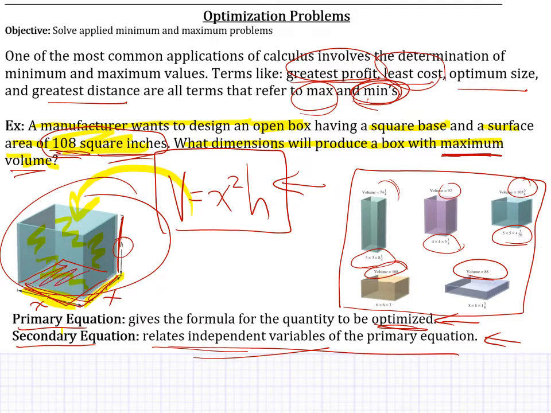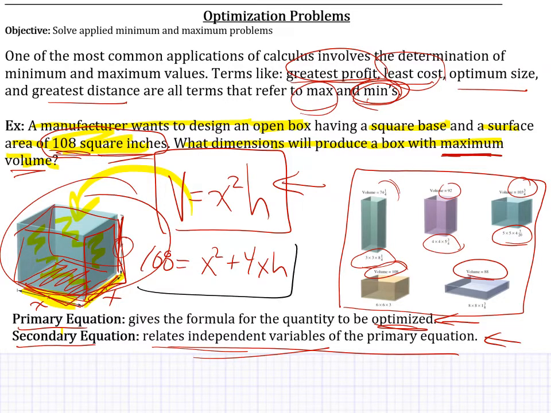Well, you take the area of the base, which would be x squared, plus the area of each one of the sides, which is x by h, and there's 4 of them. So there's going to be 4 of these x by h's, and that's our surface area, which has to be 108 square inches. So this equation right here relates x and h to one another, and we can use it to help minimize the number of variables in the primary. So this is our secondary equation.